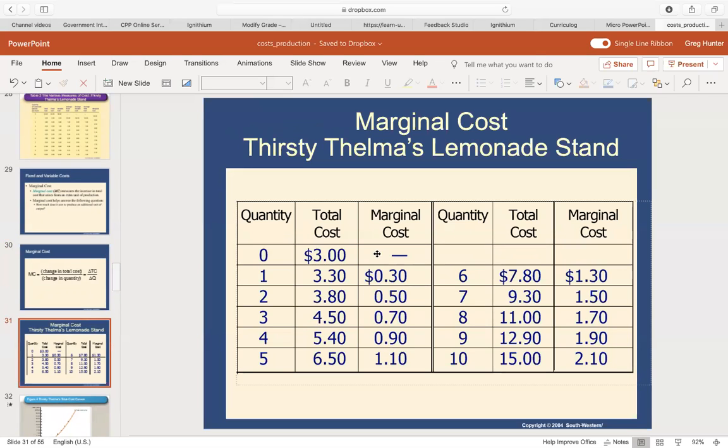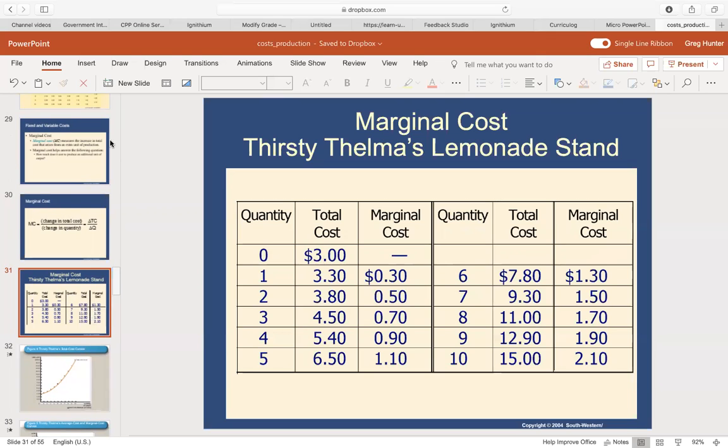So here we've taken the data from the example we were using with the lemonade stand, and we just put the total cost column and the marginal cost column next to each other along with the quantity of output. So you can see that clearly, right, we're going from 0 to 1 unit and we're adding 30 cents of costs in the total cost column. So our marginal cost is 30 cents. We go from 1 to 2 units, we're going from 330 to 380. We add 50 cents of total costs, and likewise going from 2 to 3 units and so forth.